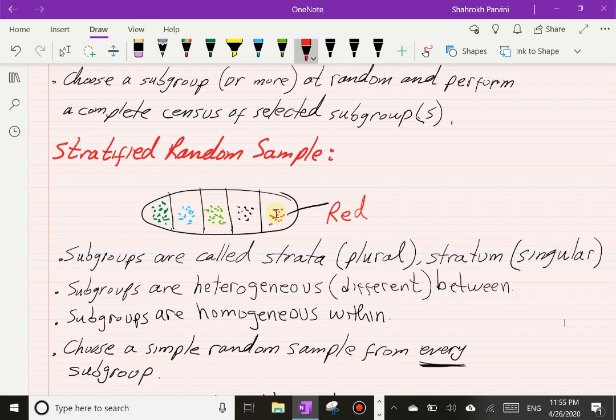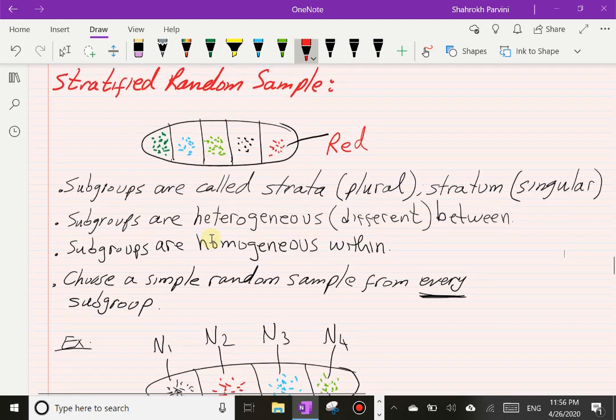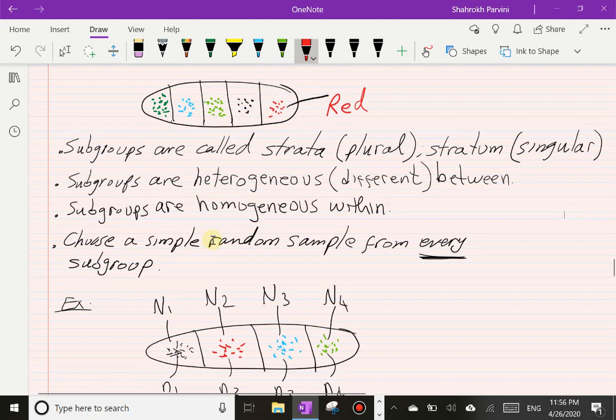Now, subgroups are heterogeneous between themselves. As you can see, these are different colors. But within a subgroup, within the strata, right, within the strata, these are the same. So in a given stratum, a single stratum, notice everybody's green here. Notice everyone is blue. So I don't need to collect everybody in this, everyone in here. I can actually get a representative sample of the second stratum, a representative sample from the third stratum, and so on. So we're going to choose a simple random sample from each individual stratum.